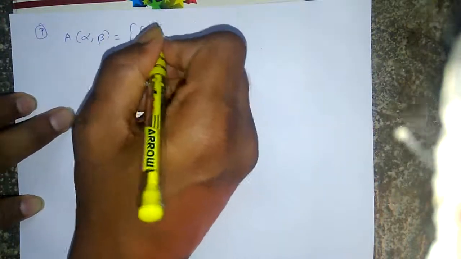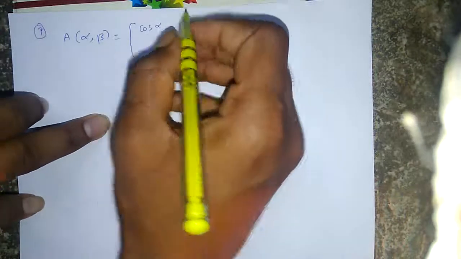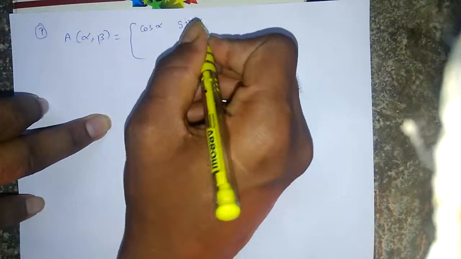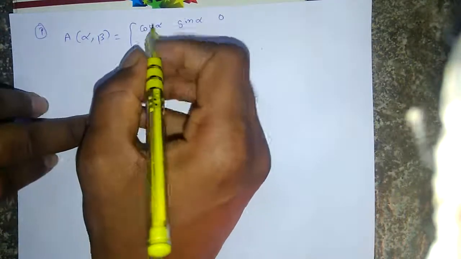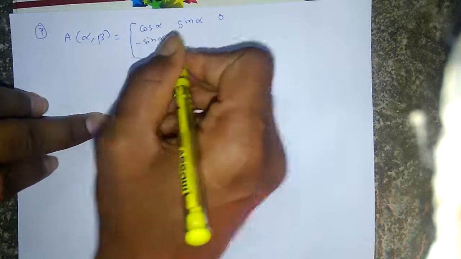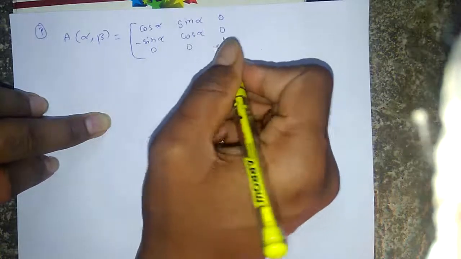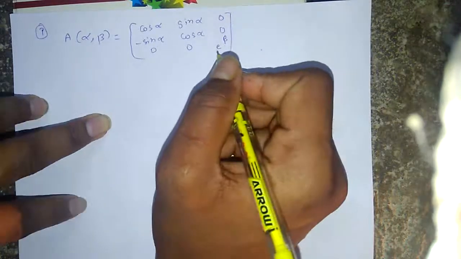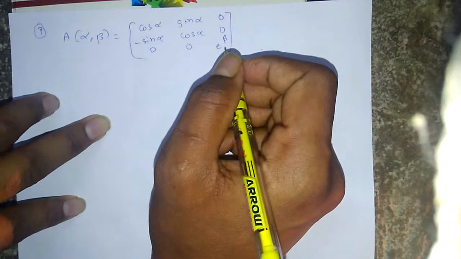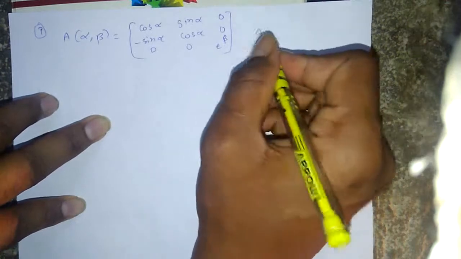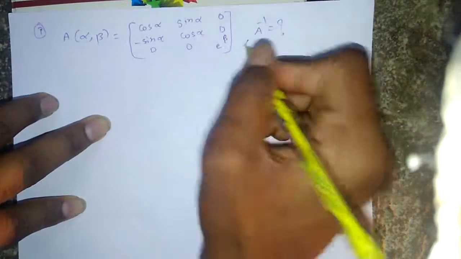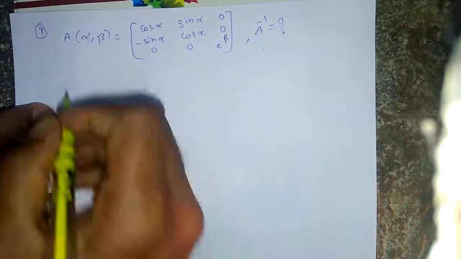So our next problem is, if A of alpha comma beta is equal to the matrix [cos alpha, sin alpha, 0; minus sin alpha, cos alpha, 0; 0, 0, e power beta], then A inverse is equal to.